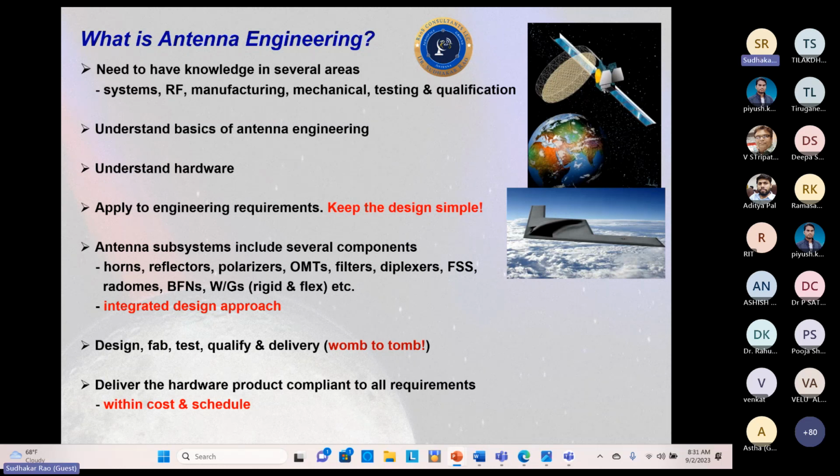So the antenna subsystem is not just the radiating part. You have horns, reflectors, etc., phased arrays for radiation purposes. But then you have components like polarizers. It decides what polarization it has. Is it horizontally polarized, vertically polarized, circularly polarized, right-hand circularly polarized, left-hand circularly polarized, or dual polarized? Sometimes you need the dual polarization to increase the capacity.